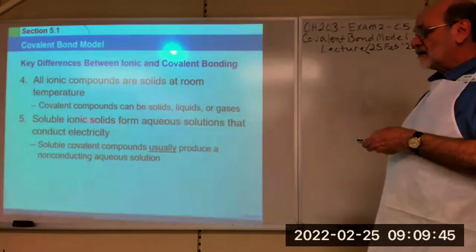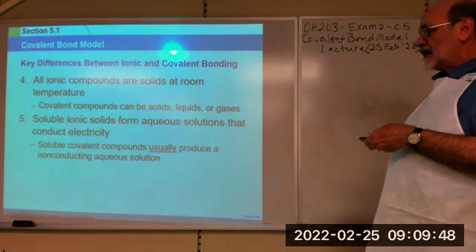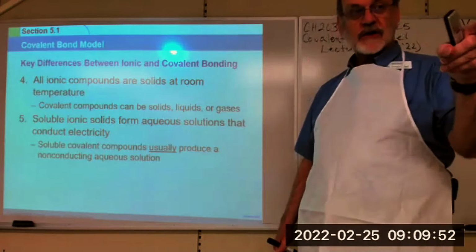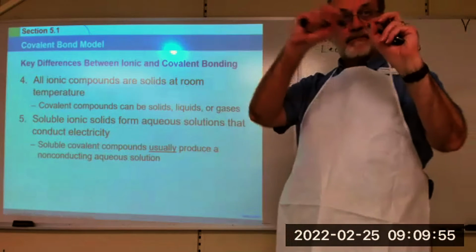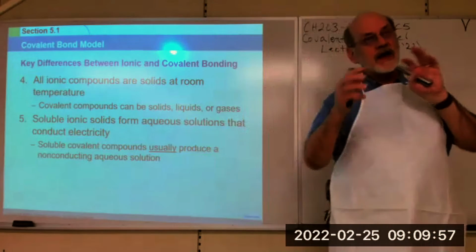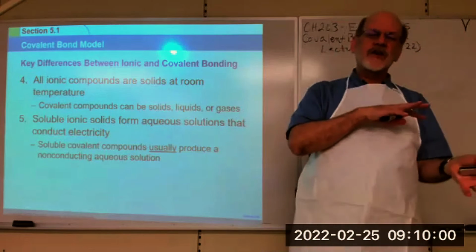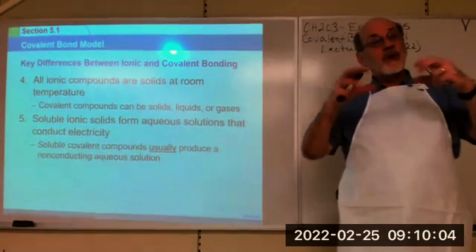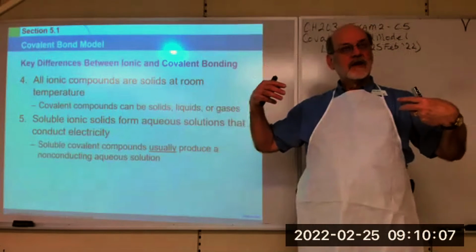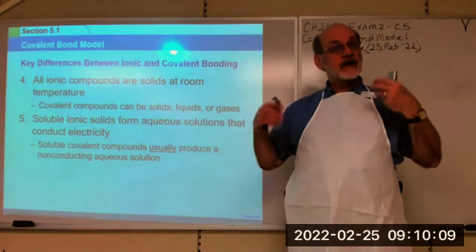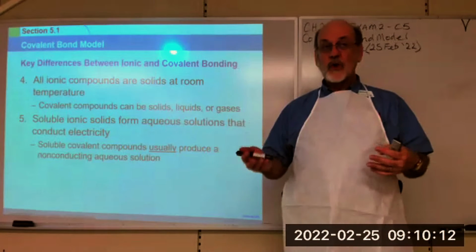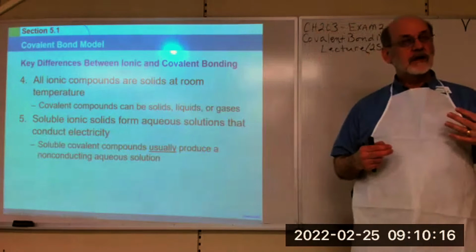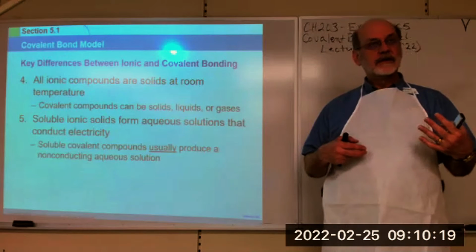When an ionic solid is soluble in water, and that chart that I showed you with the gray boxes on it tells you whether the ionic solid is soluble in water or not, when it's soluble in water, it breaks apart into individual ions. When it does that, now water can conduct electricity. Pure water is an insulator because it's a molecular compound. It doesn't form ions.